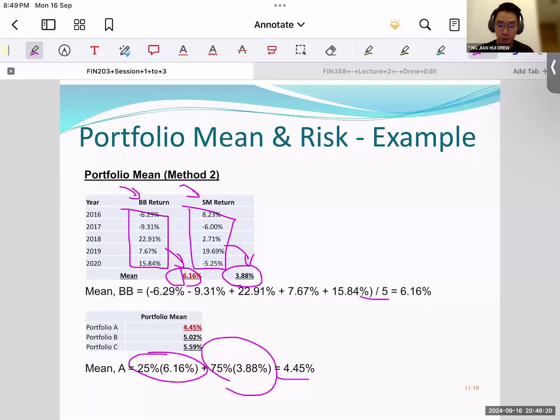Right? So we do the same for portfolio B, portfolio C, and we get all the portfolio means. And if you go and compare, so if you have a slide, just flip back 2 slides. It's exactly the same as the method we used previously, right? But this is the finance method.